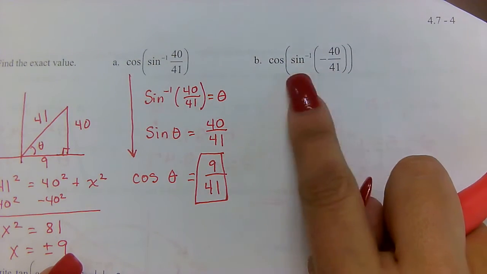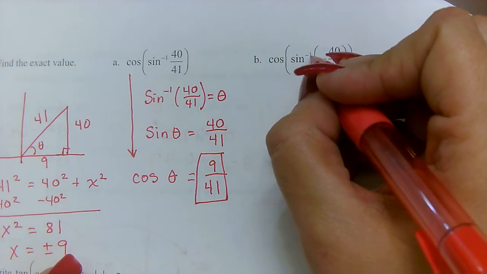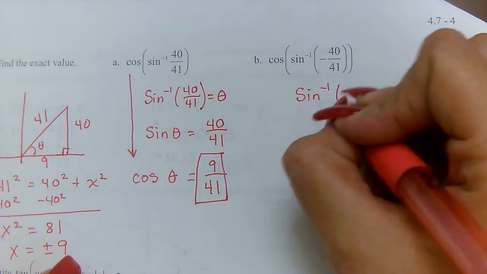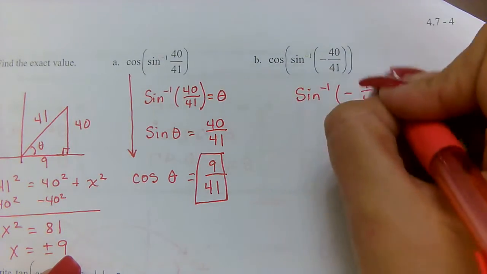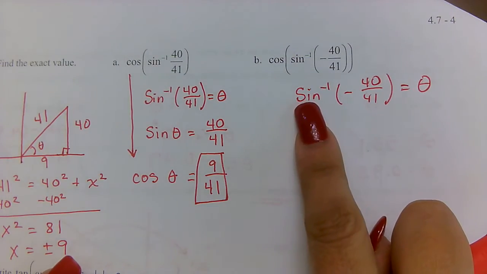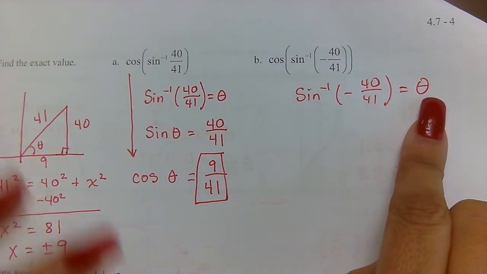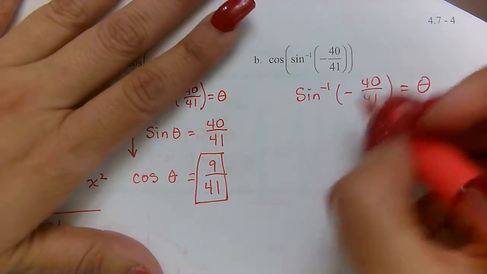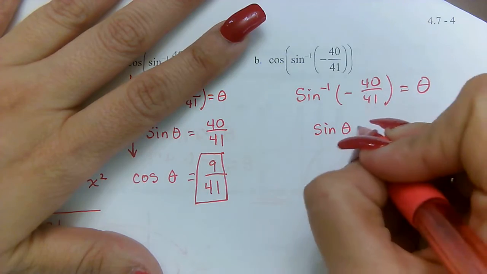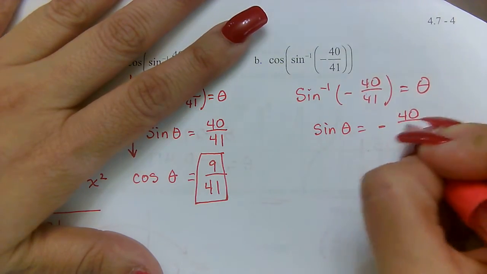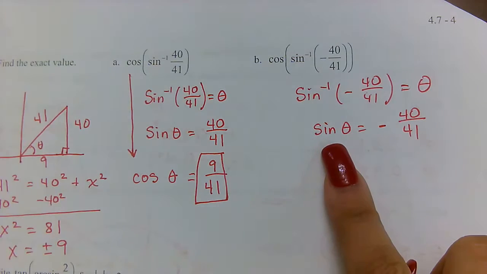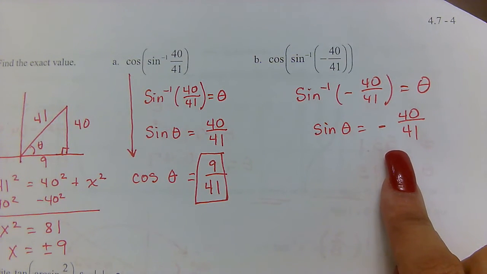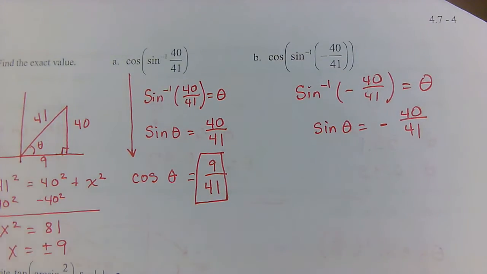Moving on to part B, you can see that here we have another arc sine. So I'm going to write it out like sine of negative 40 over 41 is equal to theta. Remember, anytime it's arc or negative 1, it's equal to theta. Now I'm going to say sine is a ratio that is negative. So sine of theta is a negative ratio, which means that we're going to have to choose which quadrant to be in. We're going to be in quadrant 4 because we don't use quadrant 3 when we're dealing with arcs.